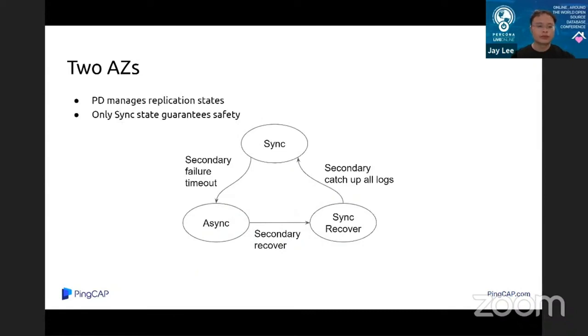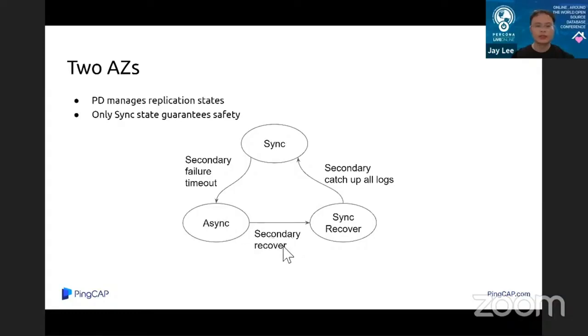This is the graph to show the state transitions. The state is managed by PD. At first, the cluster is in sync state. In this state, group commit is enabled, and data safety is guaranteed from failure of either AC. If secondary AC fails, PD will wait for its recovery for a configured time. If timeouts, PD asks all regions to disable group commit. The state becomes asynchronous. In this state, data is guaranteed to only replicate to majority replicas. Because primary is still alive, it can serve requests again.